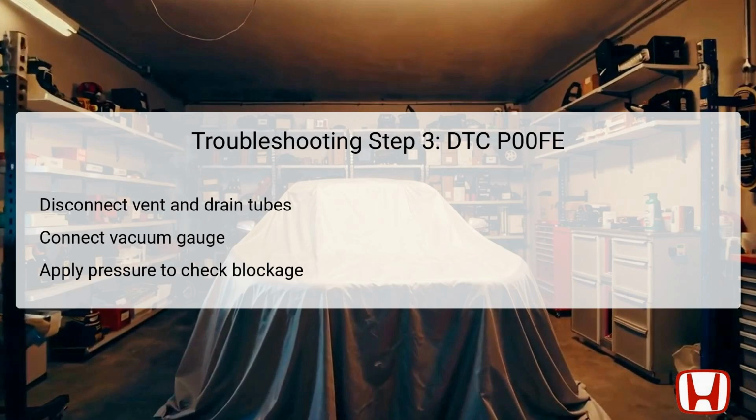After disconnecting these components, connect a different hose to the drain tube port. Following that, attach the vacuum pump or gauge to this new hose to measure the system's response to pressure. Applying pressure to the hose will allow you to confirm if the EVAP canister is functioning correctly. Normal conditions dictate that the pressure should not be held. If it does, this abnormality confirms there is a blockage within the EVAP canister itself.